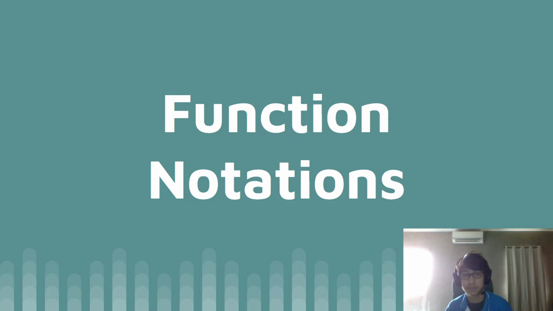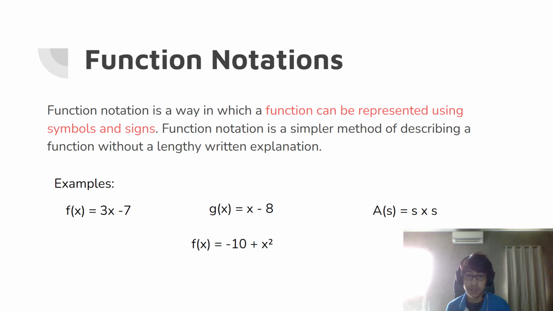Function notations. Function notation is a way in which a function can be represented using symbols and signs. Function notation is a simpler method of describing a function without a lengthy written explanation. It summarizes the function. So f of x equals 3x minus 7. g of x equals x minus 8. A of s equals s times s. And f of x equals -10 plus x squared.